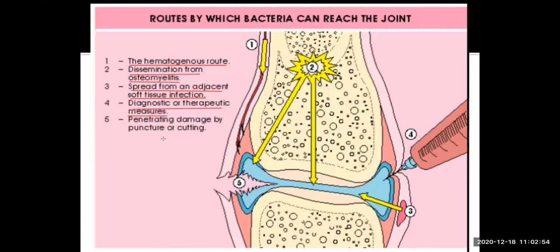And the fifth one is a penetrating damage by puncture or cutting. So this is because of the trauma or the wound. See the rupture of the skin here, loss of the subcutaneous tissue, and bacteria can easily enter into the joint. So these are the routes by which bacteria can reach the joint to cause septic arthritis. Excellent slide.